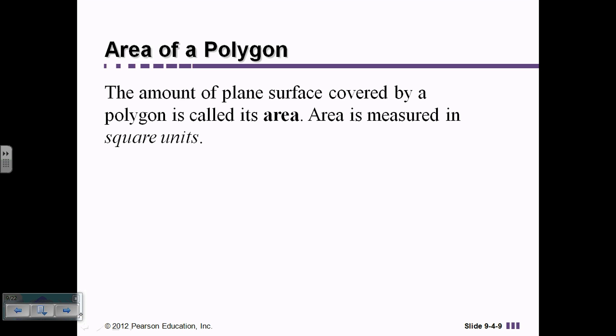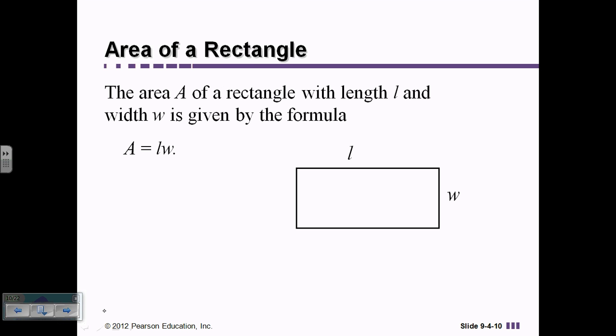When we're talking about the area of a polygon, the area of a polygon is always measured in square units. And we're talking about how much surface is covered by this shape when we're talking about the area of a polygon. So here we have a rectangle again, and the area of a rectangle is the length times the width. So when you see over here LW, that's the same thing as saying length times width.